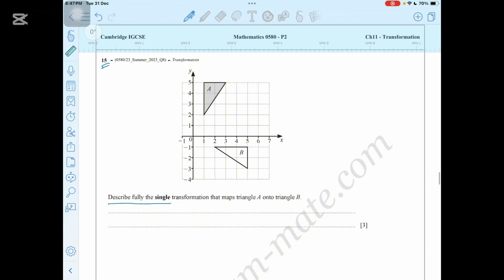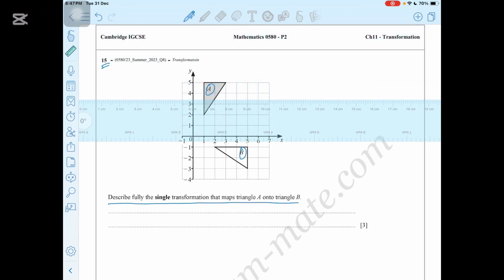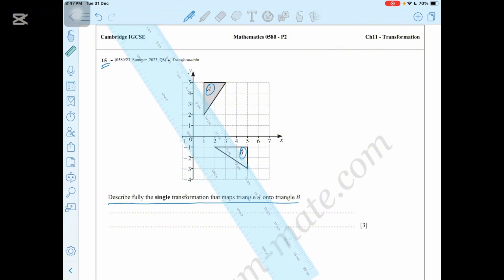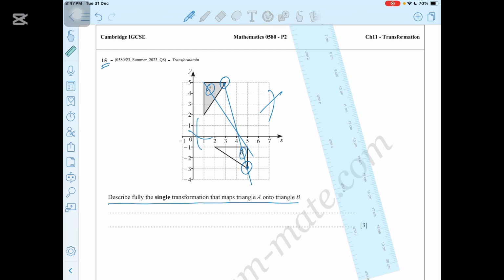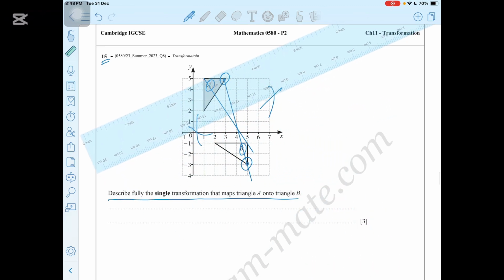Yes, describe fully the single transformation that maps triangle A onto triangle B. Now this appears to be a rotation or a translation, right? It doesn't appear to be a reflection, right? So let's just draw this. Let's just mark the corners. This corner would be mapped onto this corner. We'll draw the line bisector, similarly putting our compass nib over here, and then over here we'll put an arc above the line and below the line to make it like this. So this would be something like this.